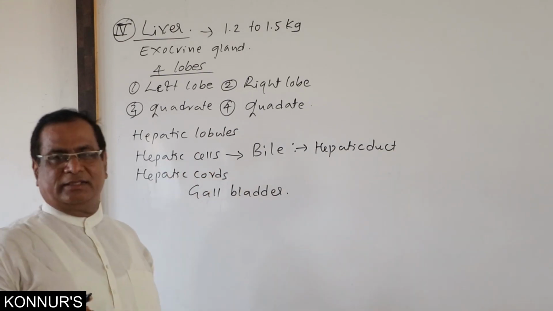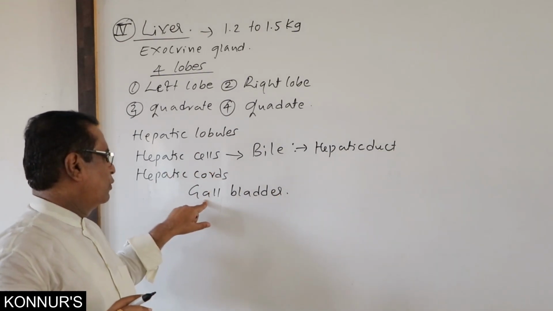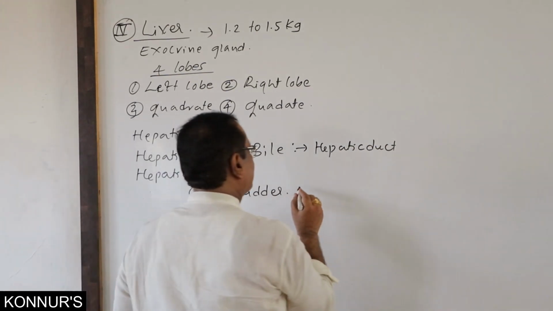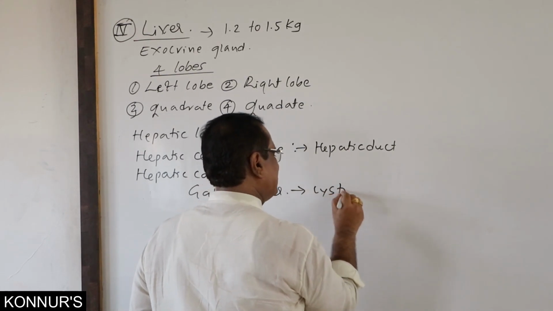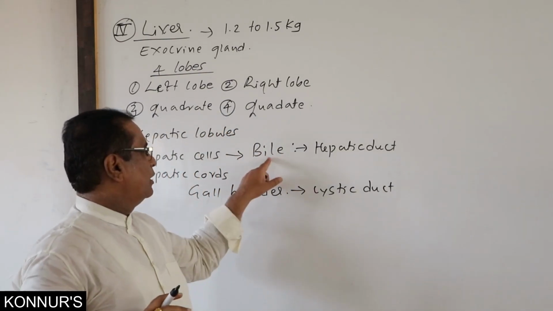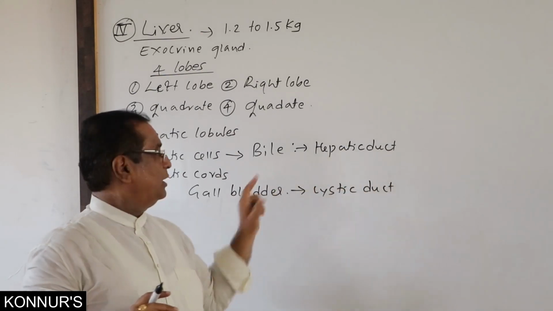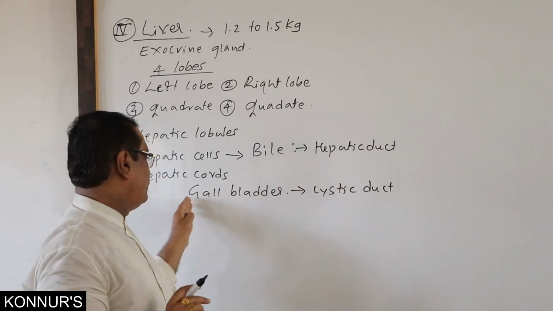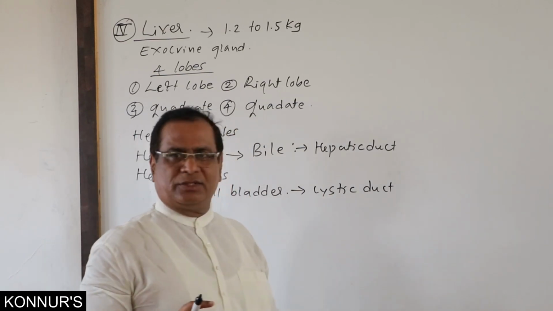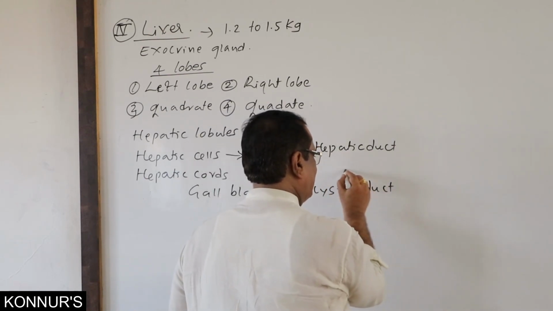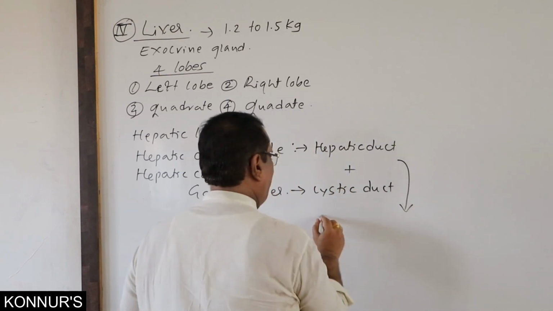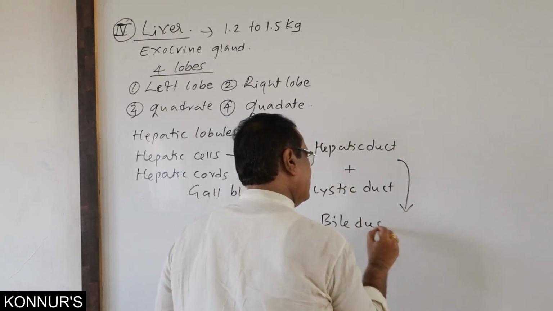From these hepatic cells, bile will go to the gallbladder and be stored, going through the cystic duct. Bile can pass through the hepatic duct, but if it is in excess, it is stored in the gallbladder through the cystic duct. Both hepatic duct and cystic duct together are named the bile duct.